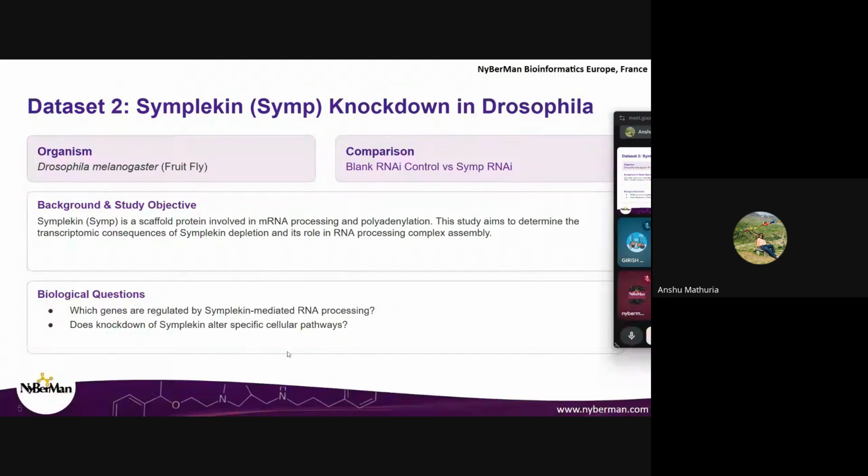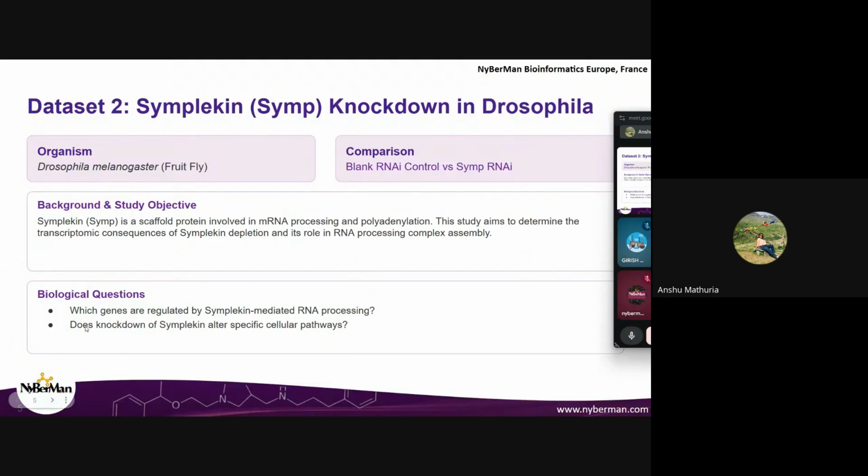So the biological questions that we are going to ask in this particular study are, which genes are regulated by symplekin-mediated RNA processing? In the control, you will be able to find those genes that are highly regulated if symplekin is present, and in the test sample where symplekin is deleted, you will be able to see that those genes are not that much expressed because symplekin is not present. So you will be able to detect these particular genes.